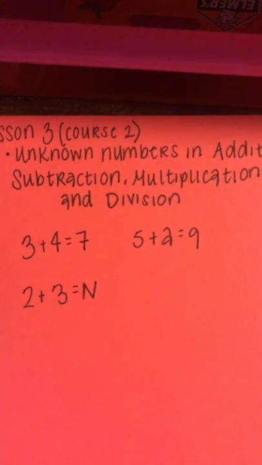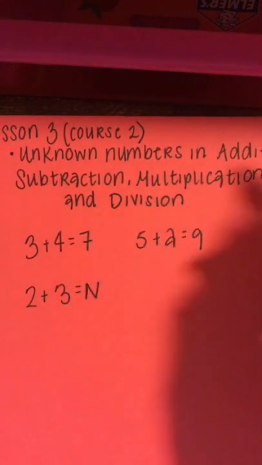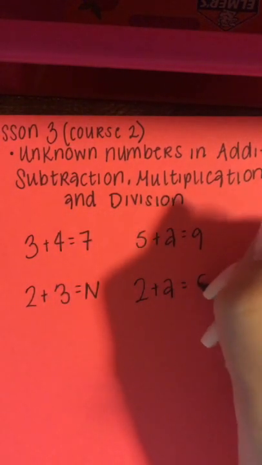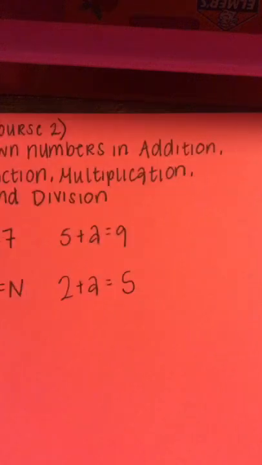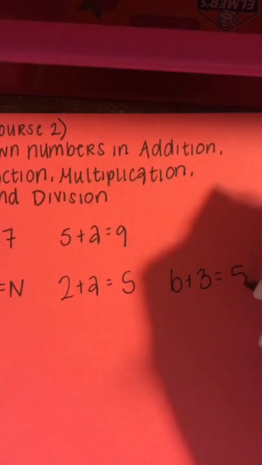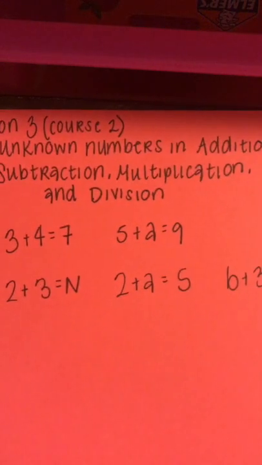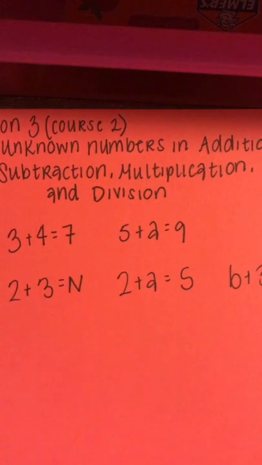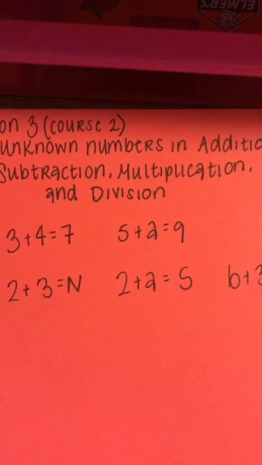If we have an unknown addend, it might look like 2 plus a equals 5. Or it could also look like b plus 3 equals 5. So if we know two of the three numbers, you can find the unknown number. We can find an unknown addend by subtracting the known addend from the sum. If there are more than two addends, we will subtract all the known addends from the sum.